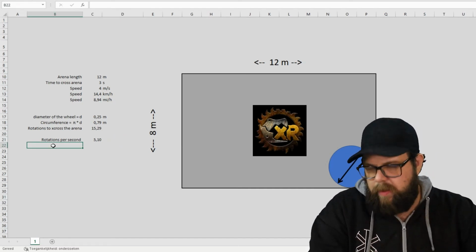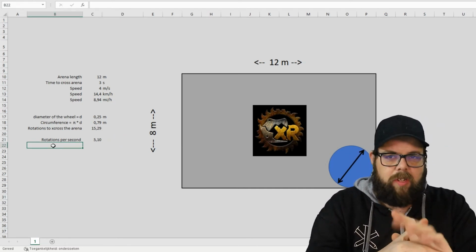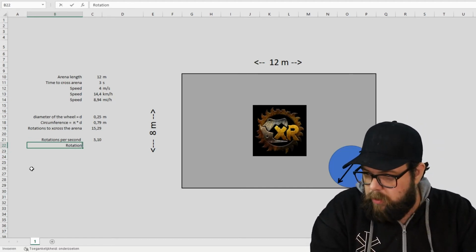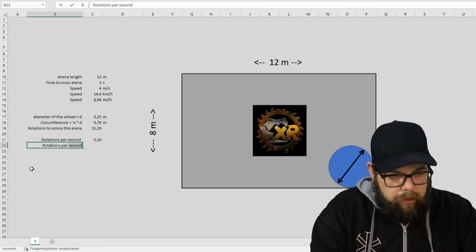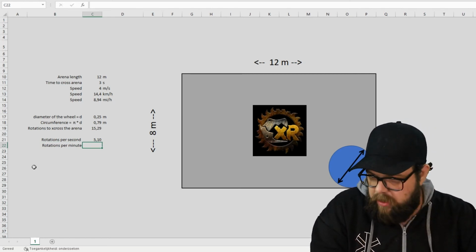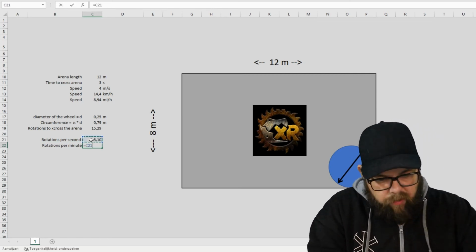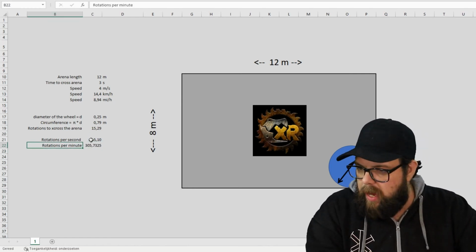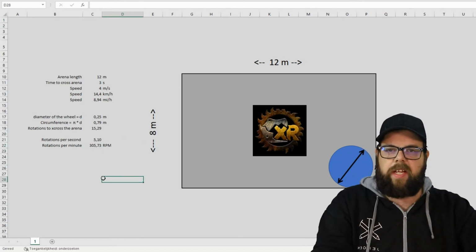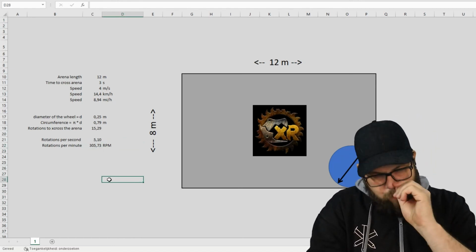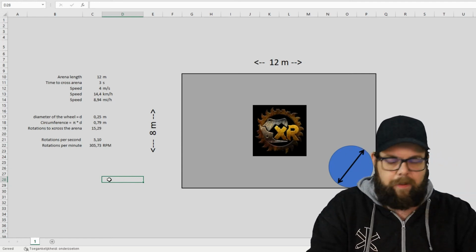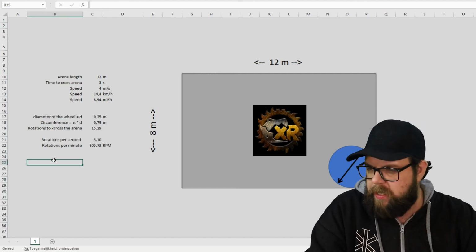Rotations per second. Now, motors normally use rotations per minute. So it's easy to figure out. Rotation per minute. And we know the second, so let's take that value and multiply it by 60. And we have the RPM. It's that simple. So we know our output at full throttle has to be 305 and a bit rotations per minute.